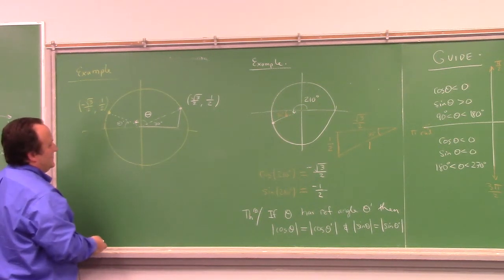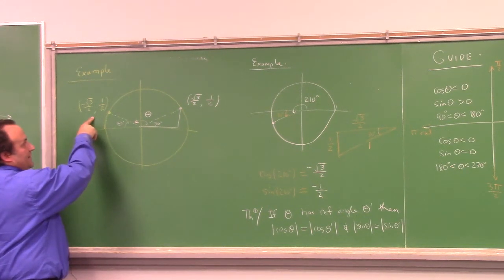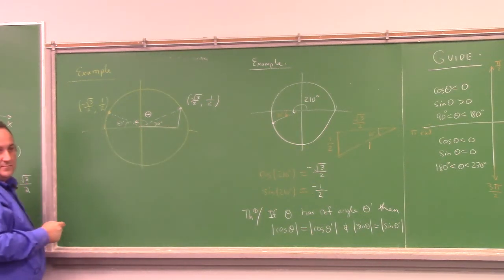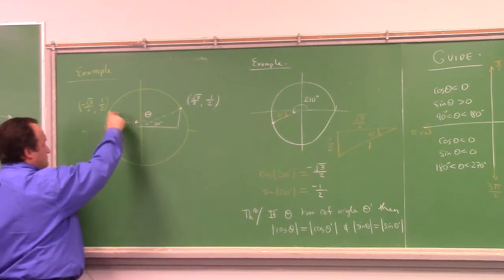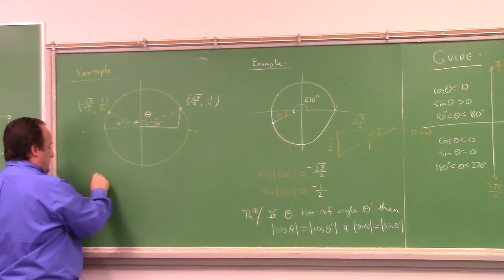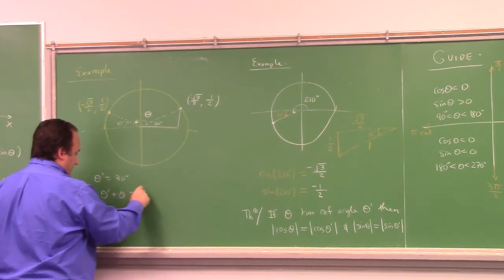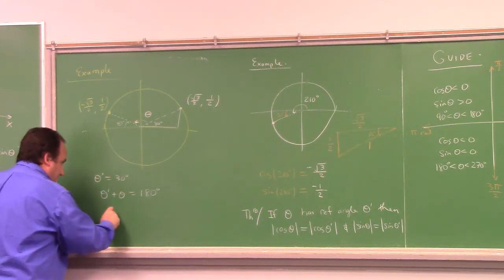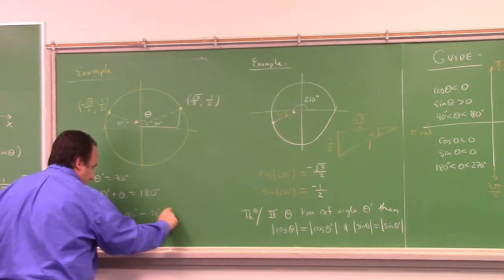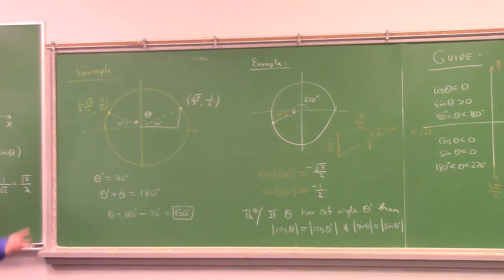So let's see here. The thought process for this point, this is given. We can figure out that that corresponds to a reference triangle with 30 degrees, right? So that shows me that this is a 30-degree angle. And if theta prime is equal to 30 degrees, and theta prime plus theta is equal to 180 degrees, then theta is equal to 180 minus 30 degrees, which is 150 degrees. All right, good.